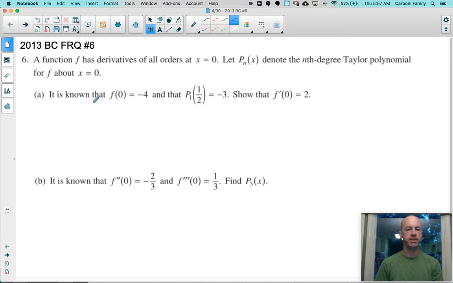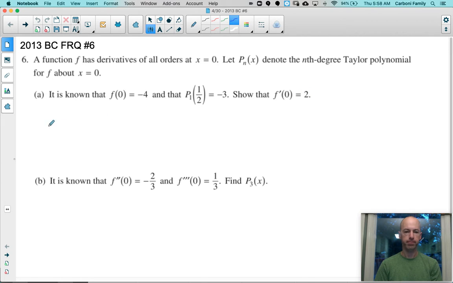Looking at number 6 from the 2013 BC exam, we have a function that has derivatives of all orders at x equals 0. P sub n is the nth degree Taylor polynomial about 0, so otherwise known as the Maclaurin. Let's see. So f of 0 is -4, and the first degree Taylor polynomial at 1/2 is -3. They want you to show that f prime of 0 is 2.